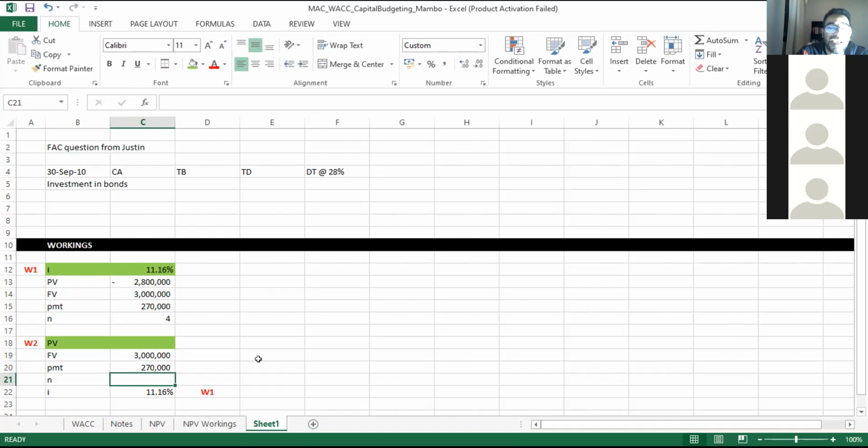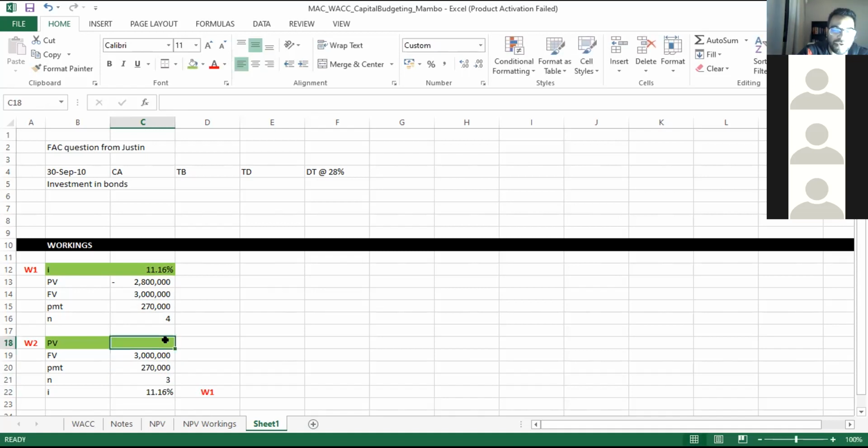But now my N changes. My N is the remaining number of years. I am at 30th September 2010. So the remaining number of years is 2011, 2012, 2013, which is 3 years remaining. Each year is 1 payment, so it's 3 times 1, which gives me 3.